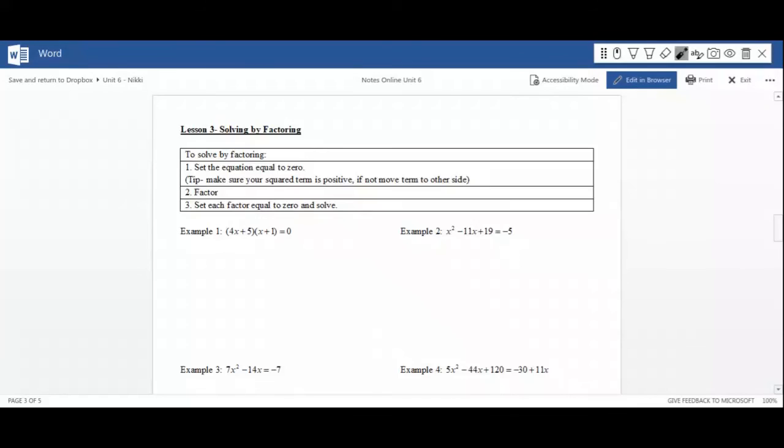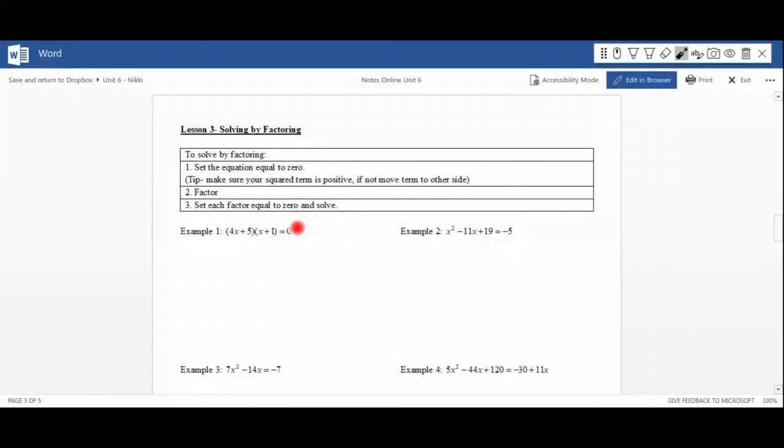is solving by factoring, which once you learn how to do this is going to look super familiar to something that we've already been doing. So our steps, just as we've seen in our last two videos, are written here at the top. We want to start to solve by factoring by setting the equation equal to 0.